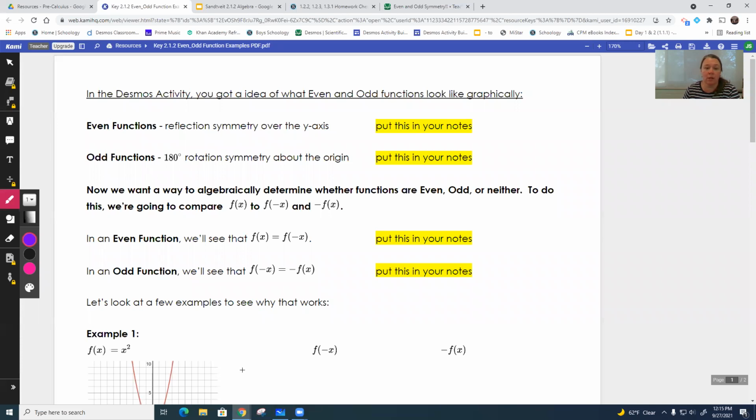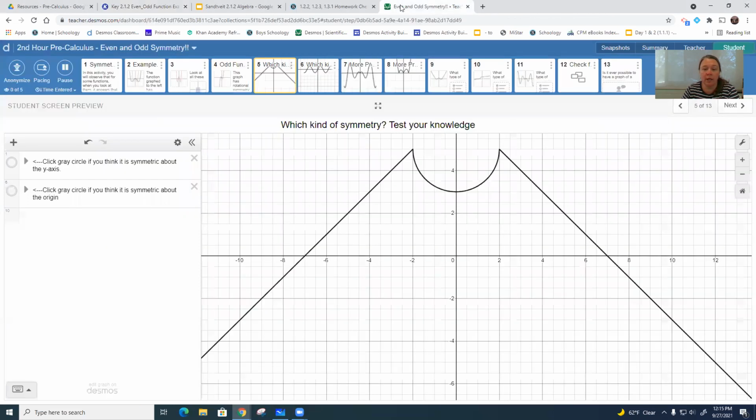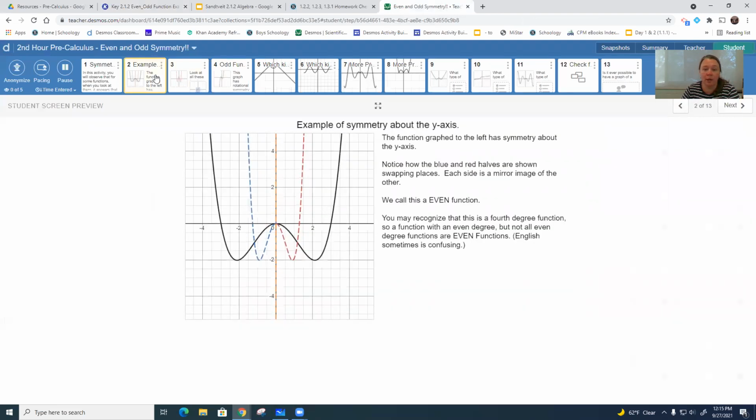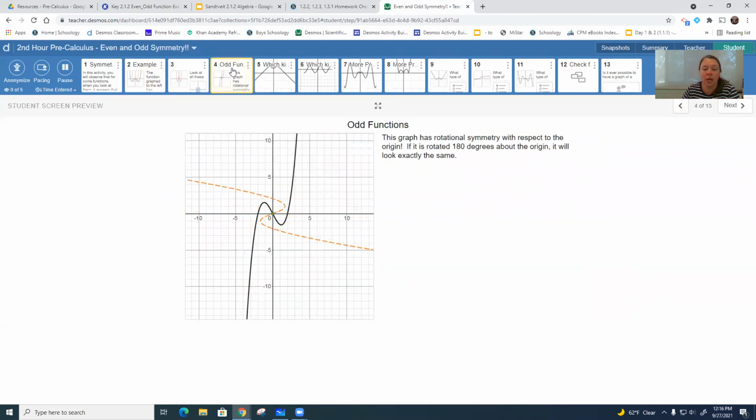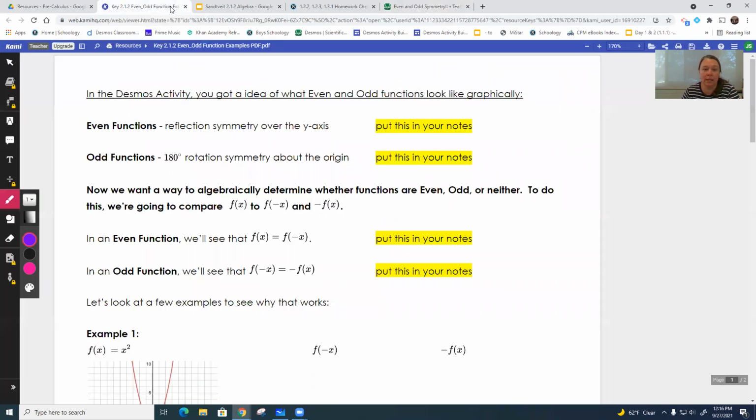So first of all, you just did that Desmos activity. And in that Desmos activity, you learned about how if a graph has reflection symmetry over the y-axis, we're going to call it an even function. And if a graph has 180-degree rotation symmetry about the origin, we're going to call it an odd function. So that's what you were just seeing when you did that Desmos activity.